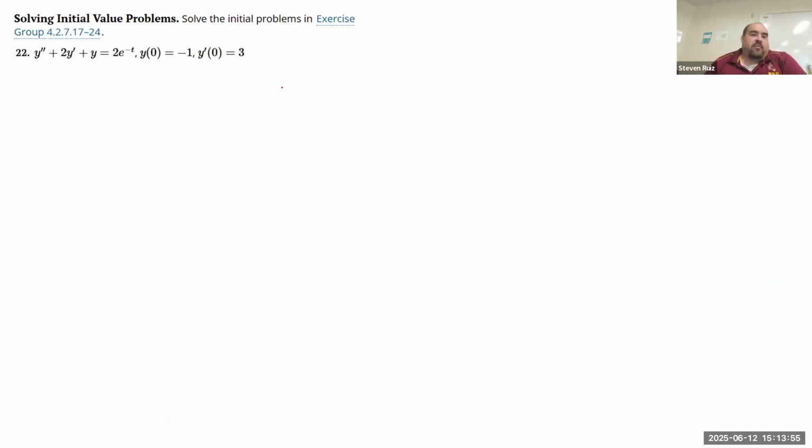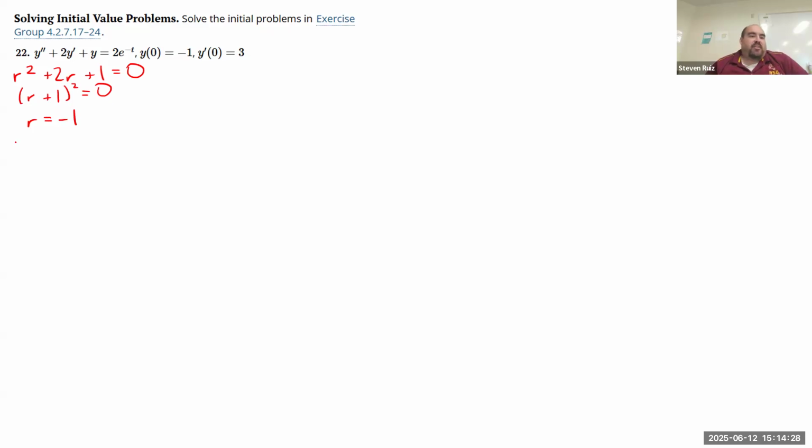All right. Last one, same kind of process here. First things first, let's do the characteristic equation. So r squared plus 2r plus 1 equals 0. That factors into something with a duplicated root. So r plus 1 squared equals 0. So I get r equals -1.